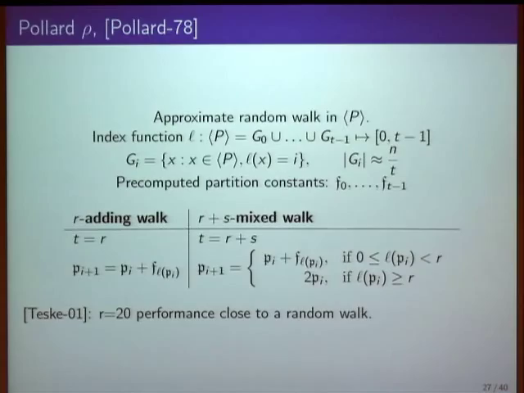And we assume, and in practice that is more or less always the case, that the sizes of these partitions are roughly the same, so they all have the same cardinality. What people do in practice is compute these t precomputed constants, and you can either use an r-adding walk, which is simply that your next point is your current point plus one of your precomputed points, based on which partition it falls in. Or, if the partition is bigger, we simply double the point. That is how people simulate a random walk in practice. And Teske showed in 2001 that if you take r around 20, so if you have 20 partitions or more, then the performance of this not-so-random walk is actually close to a real random walk.